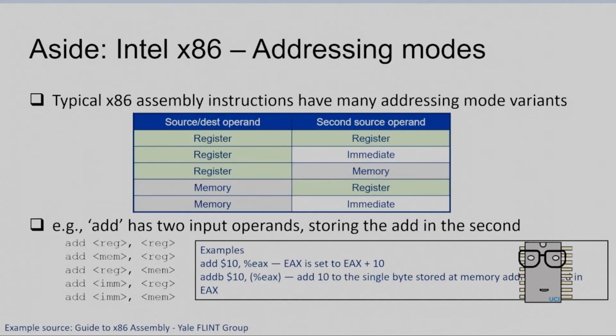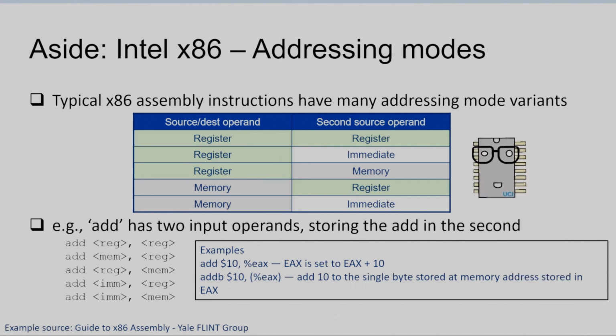x86 also has a very symmetrical and expanded set of addressing modes. If you remember, the load and store operations in RISC-V only allow loads from memory to registers, and stores from register to memory. But x86 instructions typically have a lot of different addressing modes. The source and destination operands can either be from register or memory.